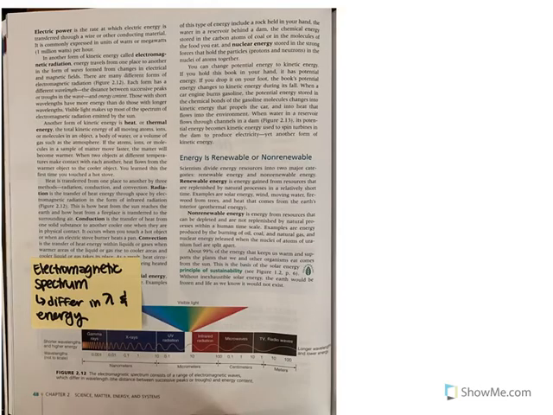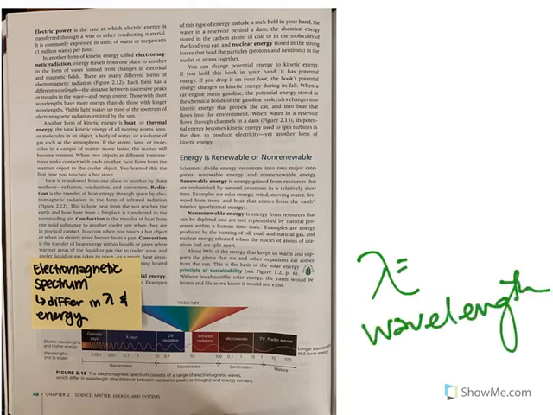On the next page, we see the electromagnetic spectrum. We know that the energy on this spectrum differs in wavelength. So this symbol means wavelength. And you guys have seen this spectrum before. You know that the visible light is a portion of the spectrum. You can review it on page 48.